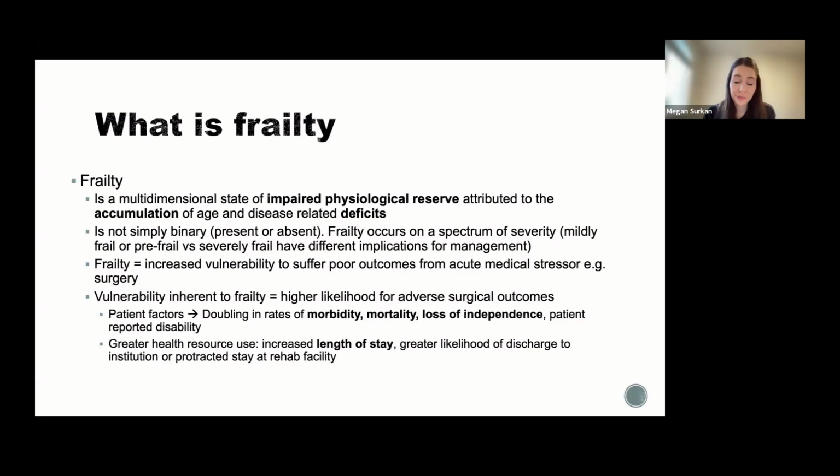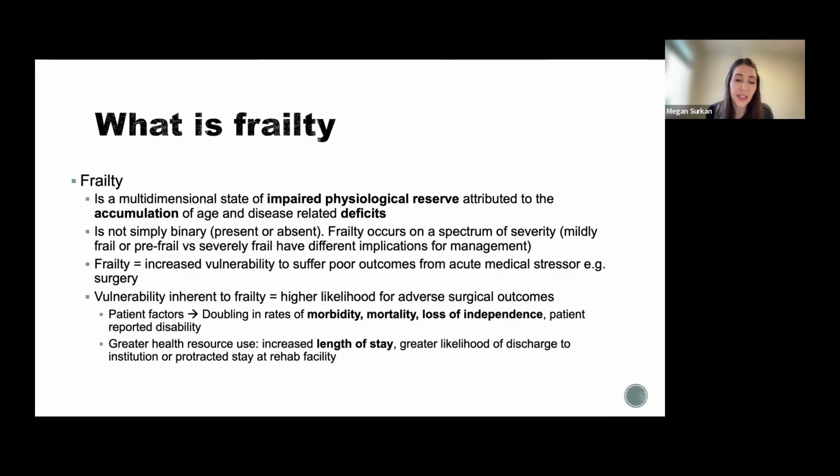A very simple definition: frailty is a multi-dimensional state of impaired physiological reserve attributed to an accumulation of deficits, usually related to both aging and disease. It's not simply present or absent, and this is something I see fairly commonly, that people say, oh, they're frail or they're not. If you think of heart failure or CKD, you would care if someone had a GFR of 50 versus 10. In the same way, we care whether frailty is severe, moderate, or mild. So there's a spectrum of how severe it is, which has implications for management.